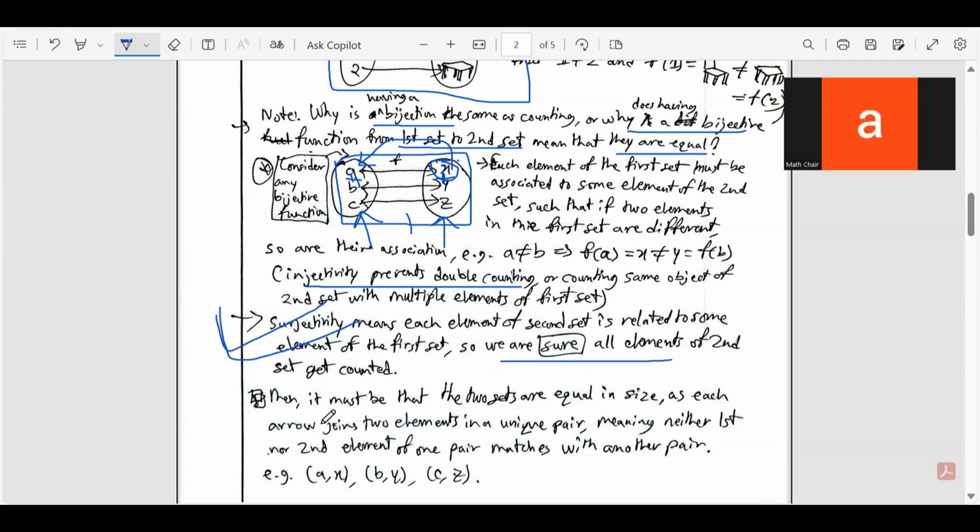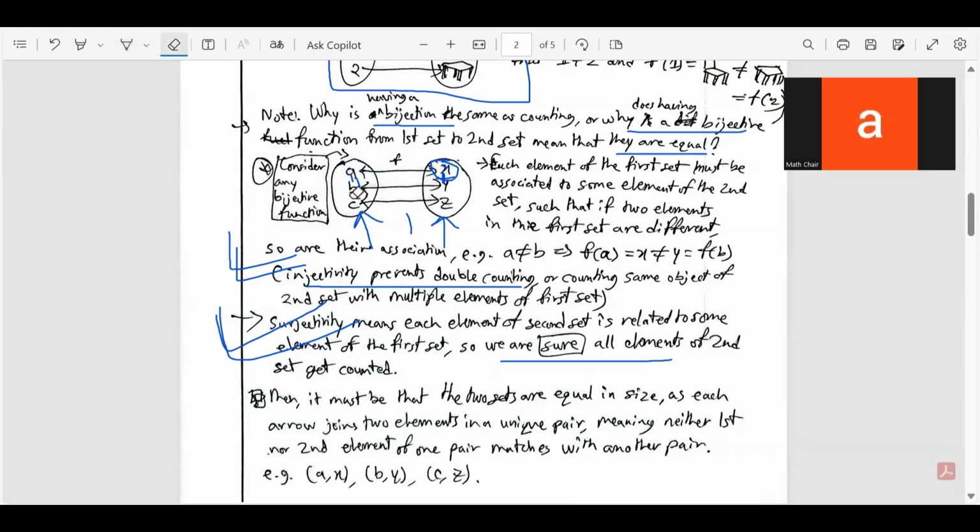Surjectivity tells me that I've counted everyone. Injectivity tells me that not only have I counted everyone, I have counted everyone once, using each element from the first set. So that means each element in the first set was used to count someone in the second set. This can only mean that these two sets have the same number of elements. So having a bijection is the same as having the same number of elements. It's the same as counting.